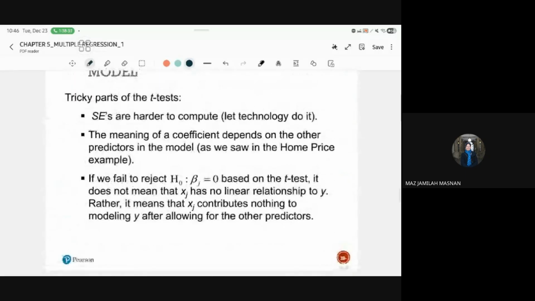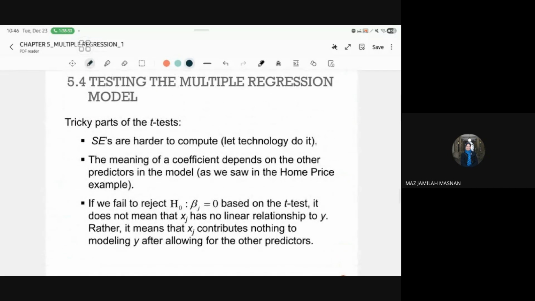I think for the last part, the tricky part of the F test or the T test, the standard error are hard to compute. But definitely the software will compute for you. So the meaning of a coefficient depends on the other predictors in the model, as we saw in the home price example, if we have only the number of bedrooms, and in addition to number of bedrooms, the living area in square foot.